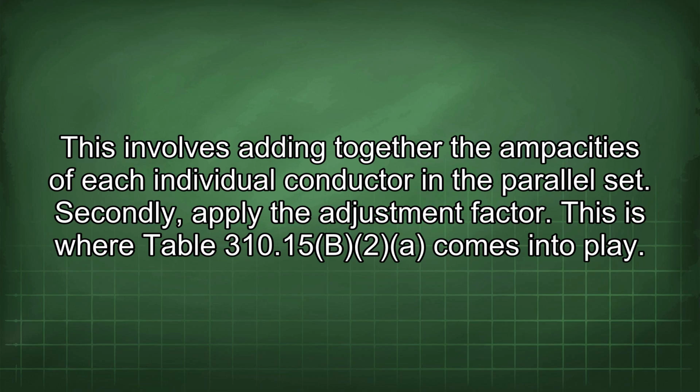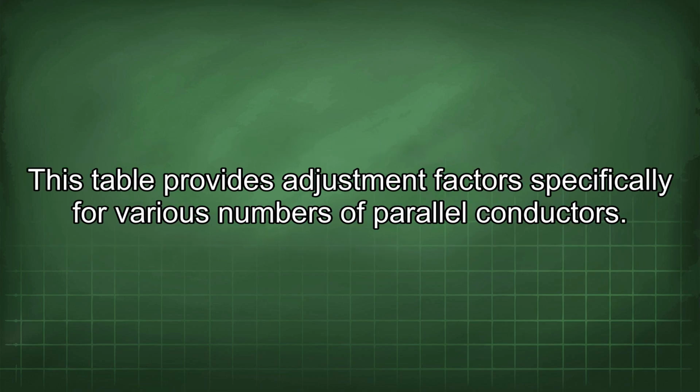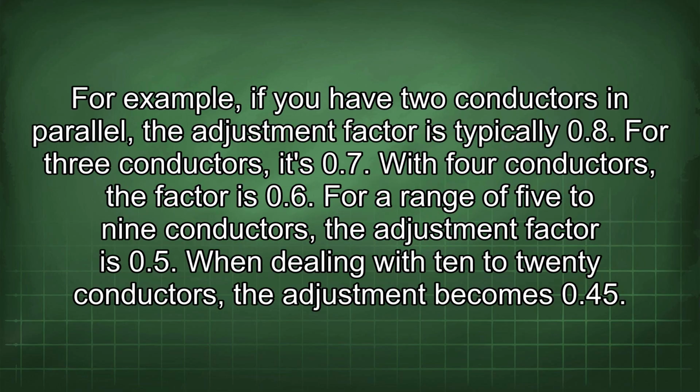Secondly, apply the adjustment factor. This is where Table 310.15(B)(2) comes into play. This table provides adjustment factors specifically for various numbers of parallel conductors. For example, if you have two conductors in parallel, the adjustment factor is typically 0.8. For 3 conductors, it's 0.7. With 4 conductors, the factor is 0.6. For a range of 5 to 9 conductors, the adjustment factor is 0.5.